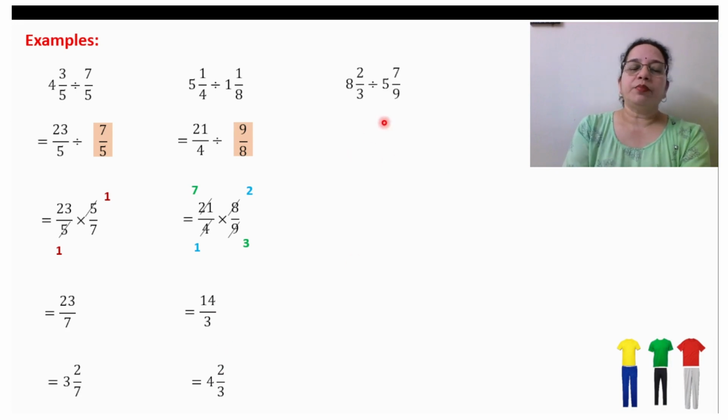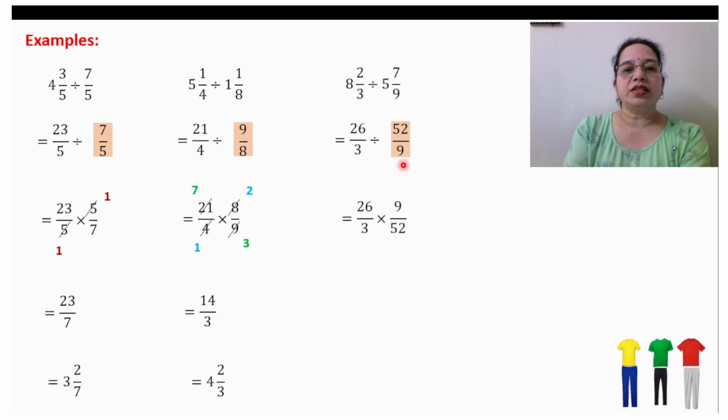Take one more example. So again 3 8s are 24 plus 2, 26 by 3. 5 9s are 45 plus 7, 52 by 9. Now next step, convert this into multiplication and take the reciprocal, that is 9 upon 52. Now the question is from multiplication of fraction. Cut the number. This 3 and 9 you can cut.